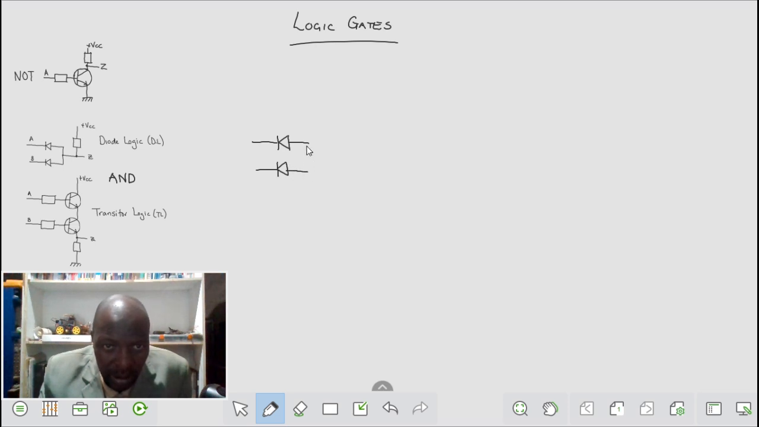We know that with this we now have the basic frame for the circuit. We are supposed to go to the supply here, but then our Z here, instead of making it an output, we're going to make it an input into the other one. This part is the AND.